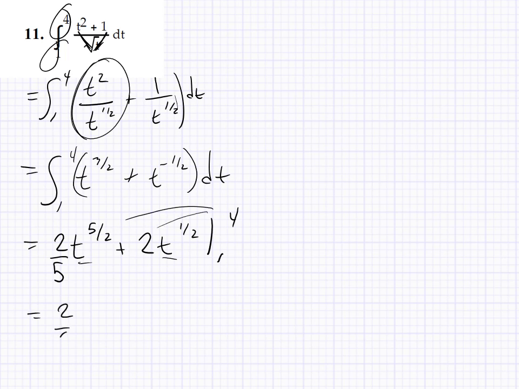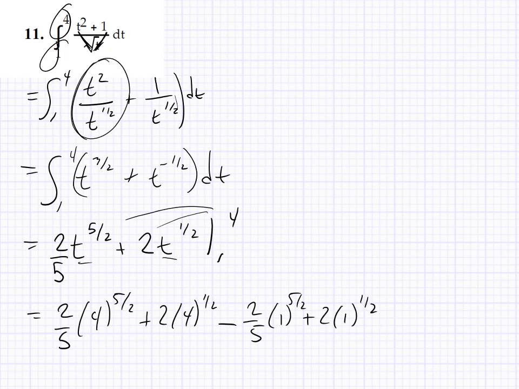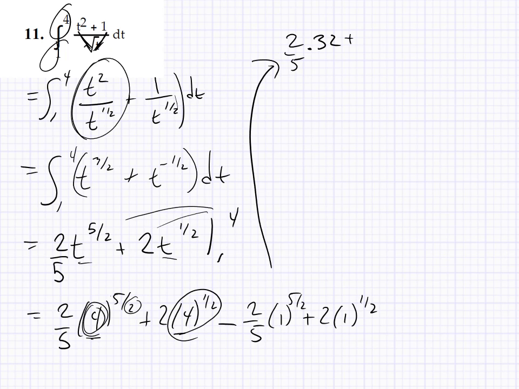So I'm going to get 2/5 times 4 to the 5/2 plus 2 times 4 to the 1/2, minus 2/5 times 1 to the 5/2 plus 2 times 1 to the 1/2. Now 1 to any power is 1, so that's easy. Now this one should be pretty easy too. 5/2 is 5th power, second root. Well, the second root of 4 is 2. Then 2 to the 5th is going to give me 32. So I have 2/5 times 32, plus I'm going to do that again here, but this is just the square root of 4, which is 2, times 2, so that's going to be 4.